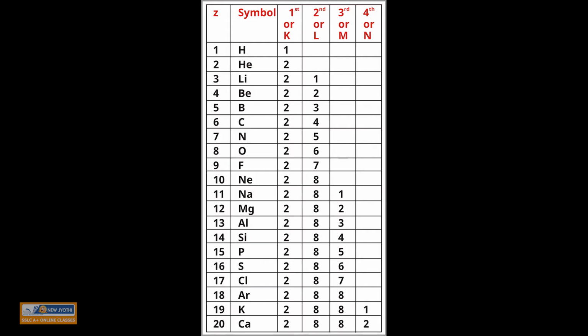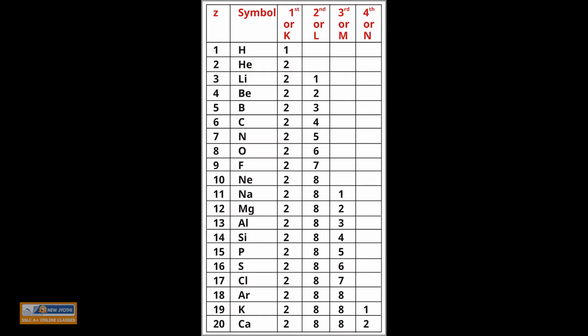Let us complete the electronic configuration of the elements from atomic number 1 to 20. Atomic number 1, hydrogen, has only one shell, that's the K shell. The K shell contains only one electron. Atomic number 2, helium, has 2 electrons. Both the electrons go into the first shell. That is the maximum capacity of the K shell.